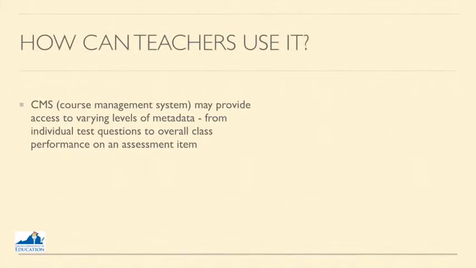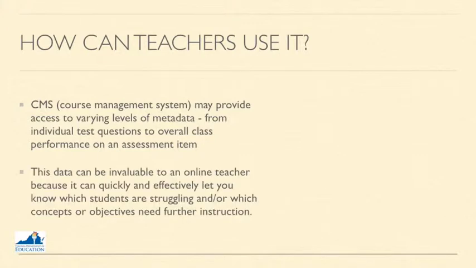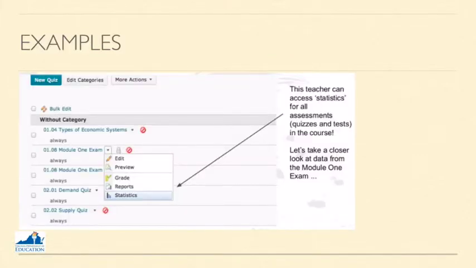Your course management system may provide access to different levels of metadata. For example, you can get specific information about how students performed on individual test or quiz questions, all the way up to overall class performance on an assessment item. And that data can be really important to an online teacher because it can quickly and effectively allow you to know which students are struggling, or at the group level allow you to know which concepts or objectives need some further instruction, clarification, or review. We'll take a look at some examples here in the next few slides.